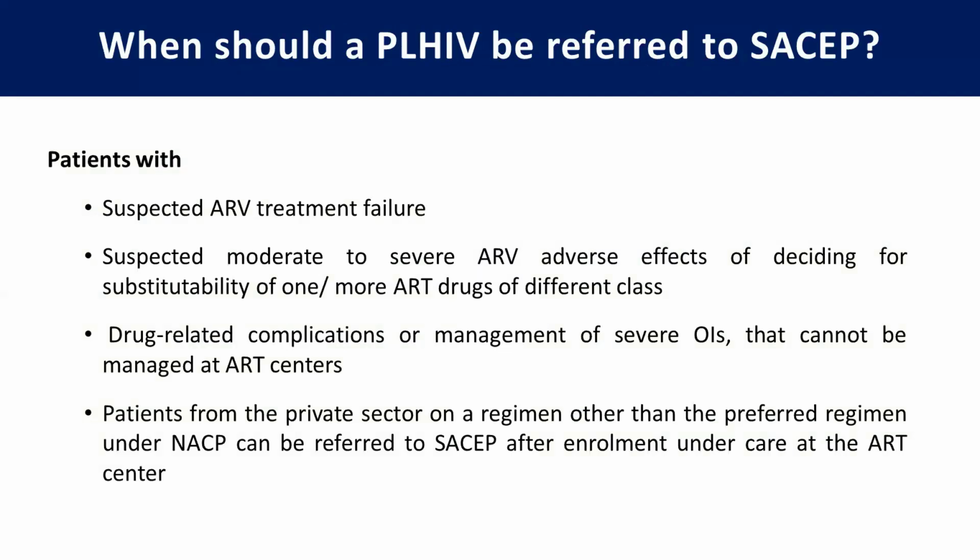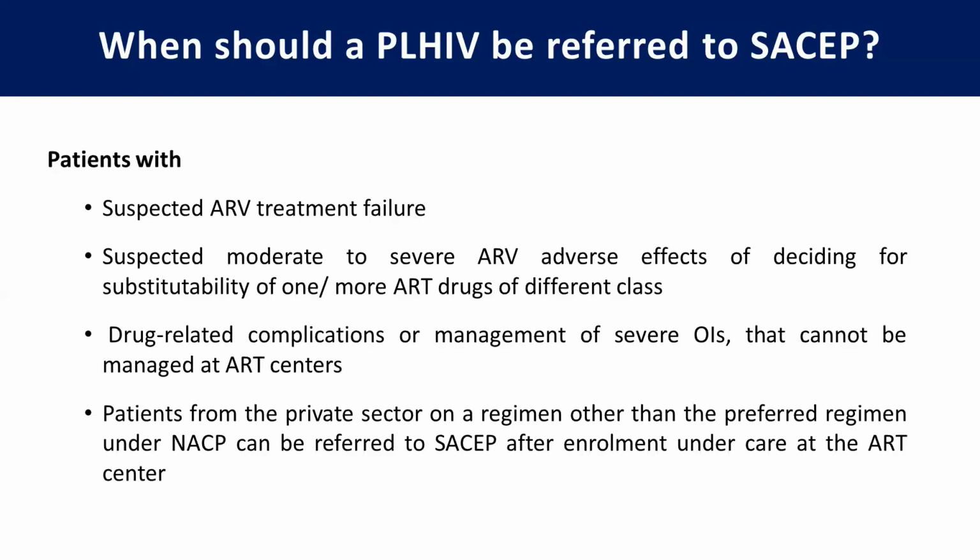Whatever it may be, the adverse effect has to be informed to the SACEP, and then the SACEP will give a decision for the substitution of one or more ART drugs of a different class. So addressing the adverse effect promptly is very, very important. Drug-related complications or management of severe OIs, that cannot be managed at ART center. So again, these situations have to be referred to SACEP.